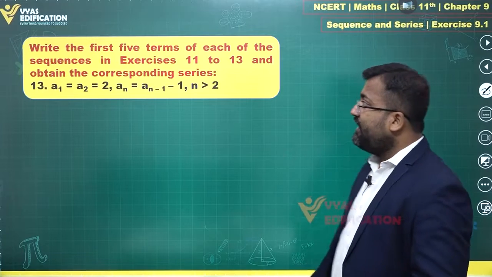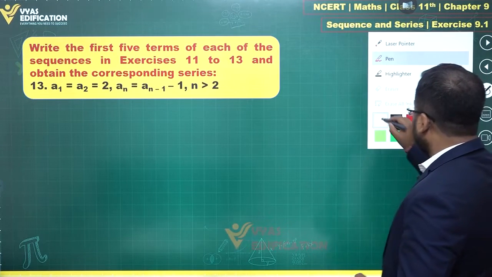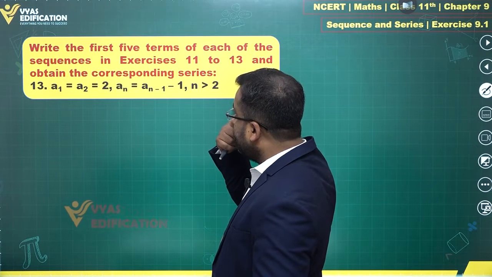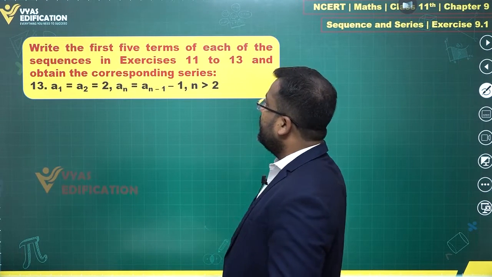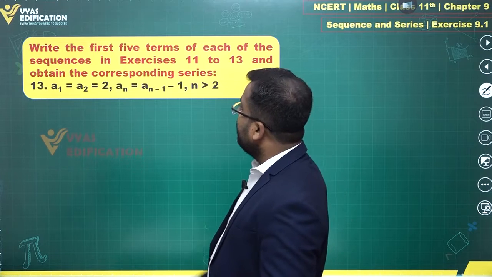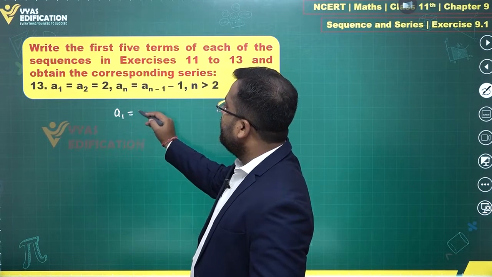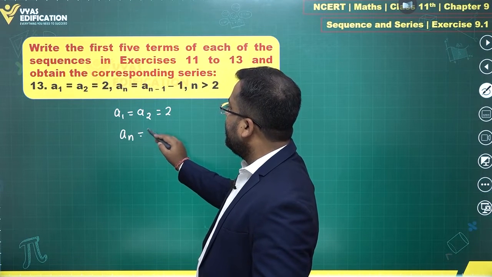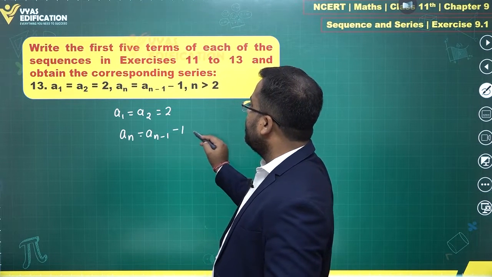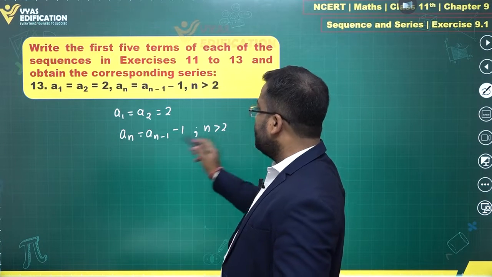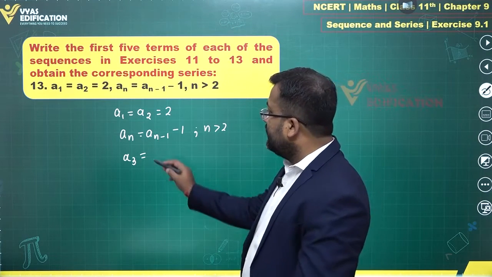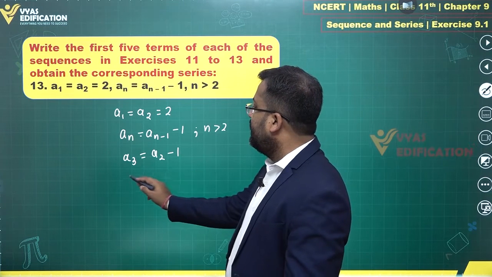In the 13th question, we have A1 equals A2 equals 2. And then there's another thing given: An equals An minus 1 for n greater than 2. So for n greater than 2, we'll look at A3 first. What is A3 equal to? That is A2 minus 1.